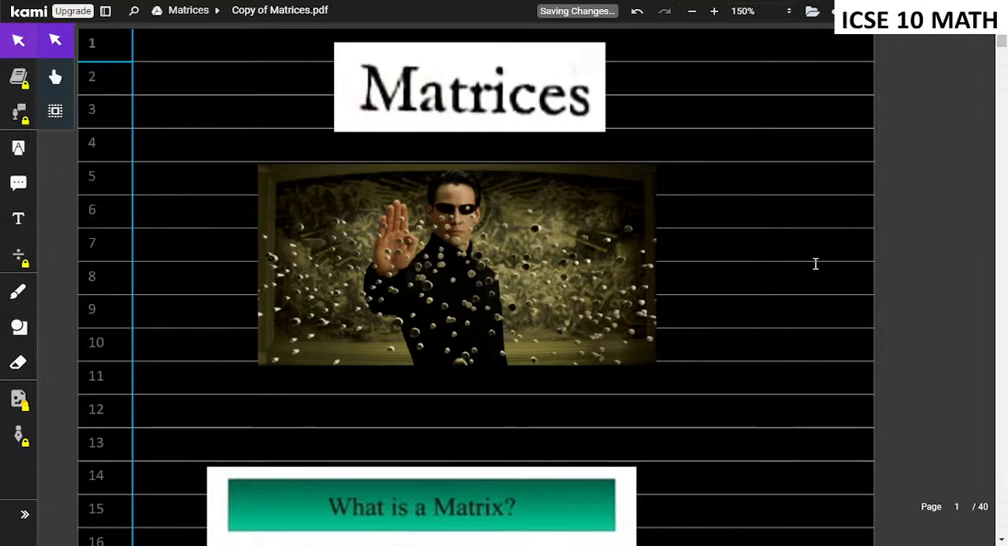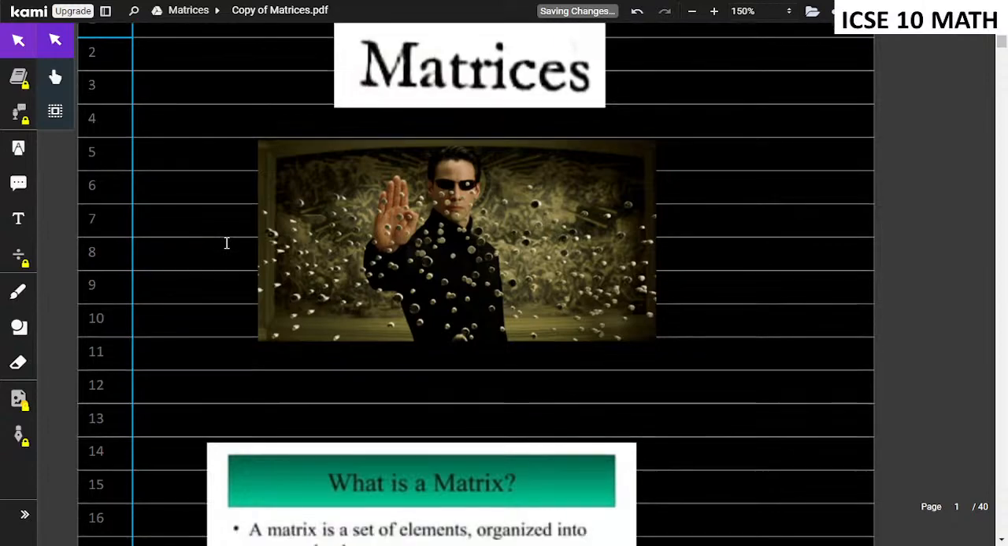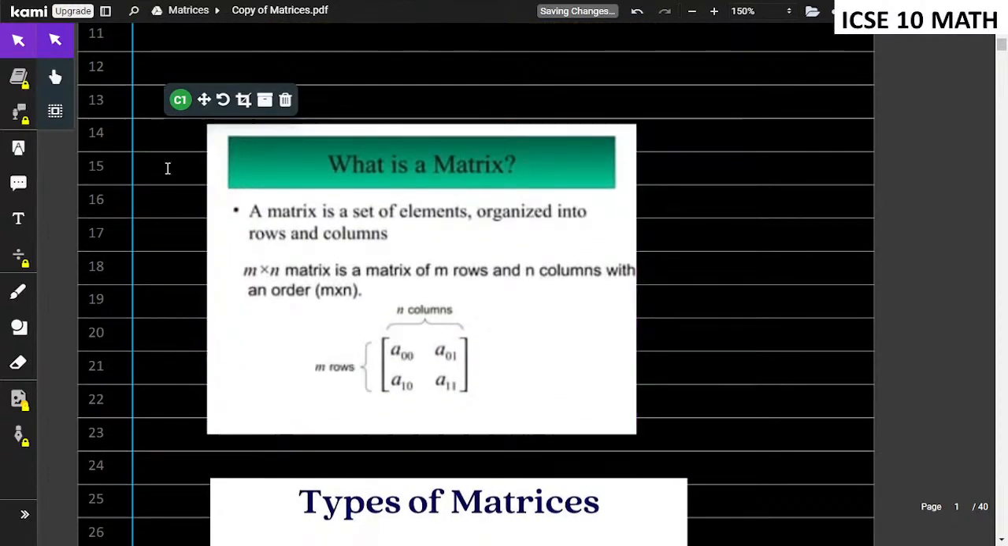Today we are doing one more interesting chapter from standard 10. The name is Matrices. Matrices is not the movie from Keanu Reeves. Matrices is a chapter in mathematics. So let's see what it is.